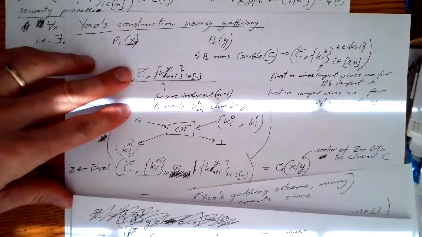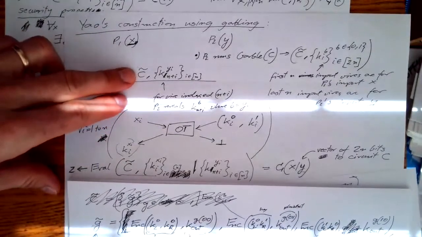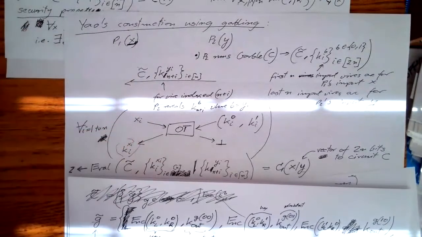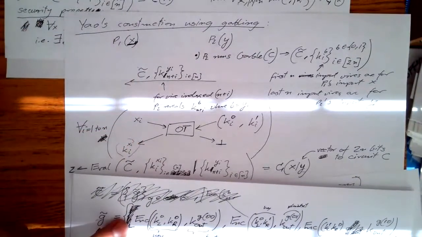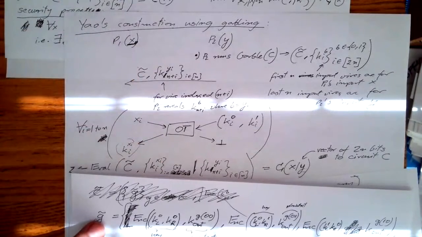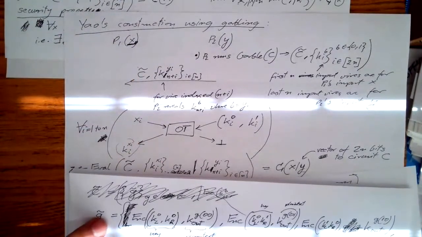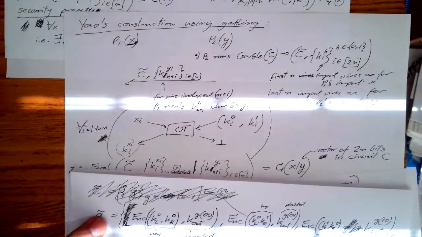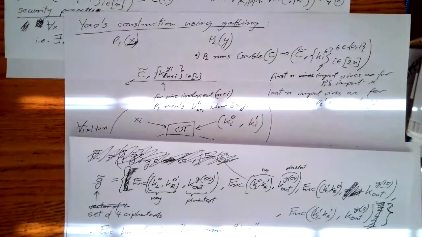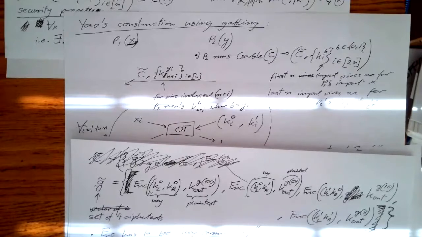Yes. What happens if you try to reuse the garbled circuit for many inputs? This construction will fail. You cannot reuse the same set of garbled gates. Maybe let's see it next time. Yes, this is an incredibly nice question.